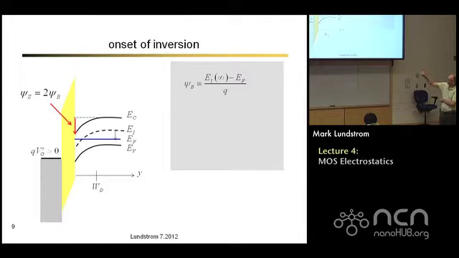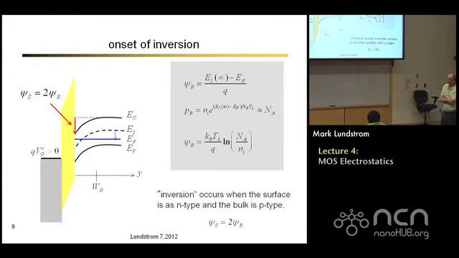So it's critical to know what that distance is in the bulk, that separation between the intrinsic level and the Fermi level, and if we divide by q, we can just call that a voltage, psi sub B. And we have a hole density in the bulk that's N sub A, so we can compute that potential. If I know the doping in the bulk, I can compute that potential, and it's a few tenths of a volt, several tenths of a volt.